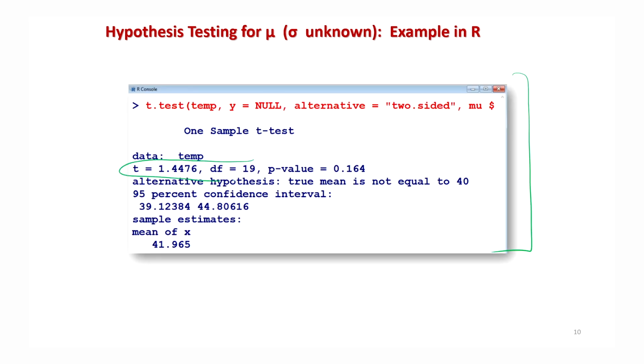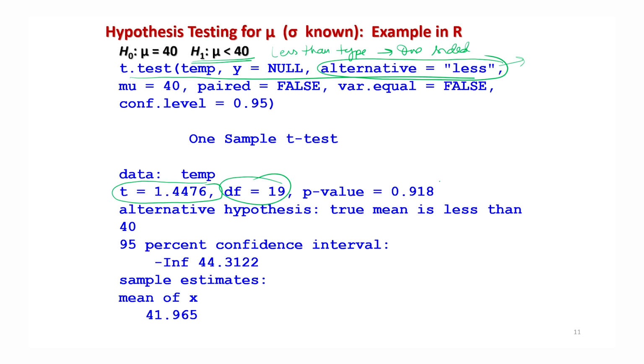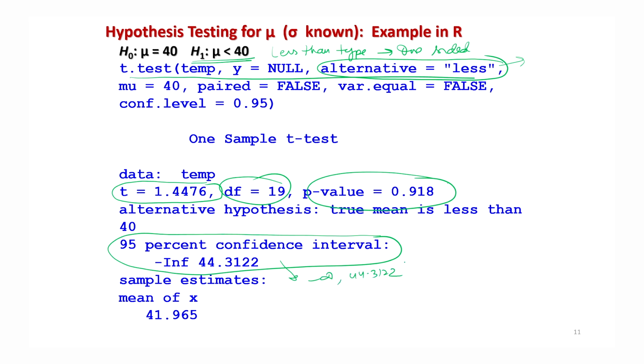In the earlier test, you can see they have got the same value. The only thing is that earlier the p value was 0.164, but now this p value has changed to 0.918. That is obvious if you change the alternative hypothesis, the hypothesis which you want to test against, so this p value is also expected to change. And in this case the 95% confidence interval is also changed, because it is from -infinity to 44.3122. But the sample estimate remains the same, right?